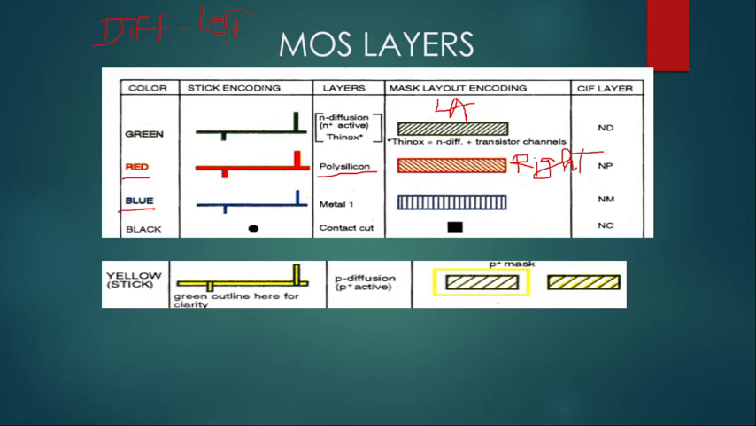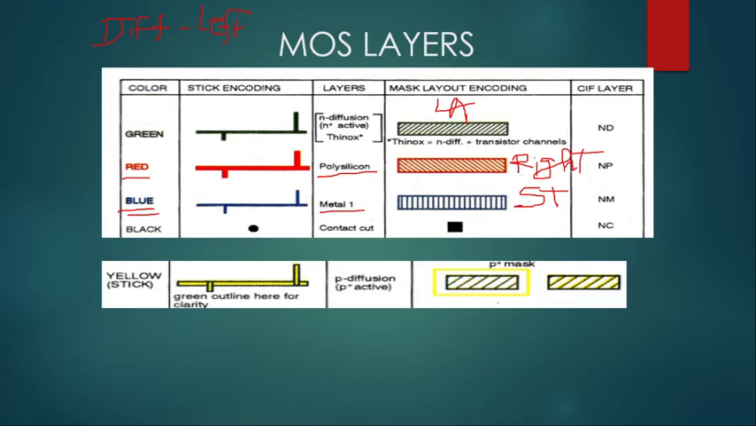Next comes the blue color. Blue color is for metal, and this is how you represent it in the stick diagram, and this is how you represent metal in the layout. So you can observe it is the straight line. So for metal the lines are straight, for diffusion it is left, and for polysilicon it is right.